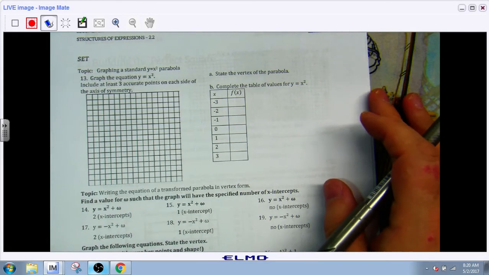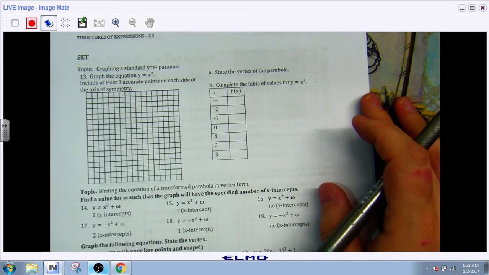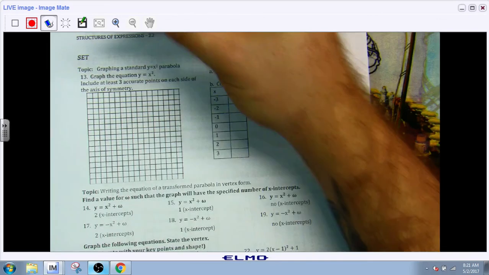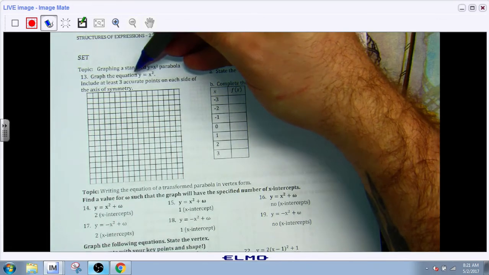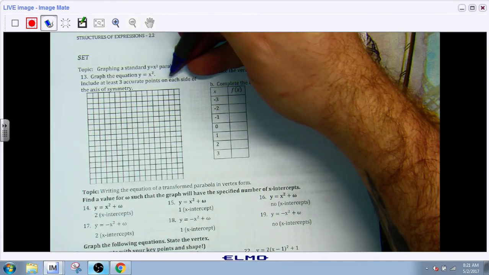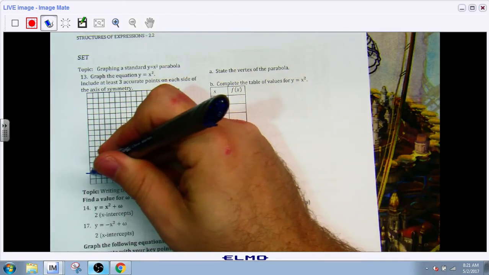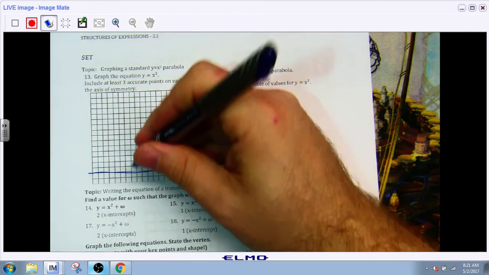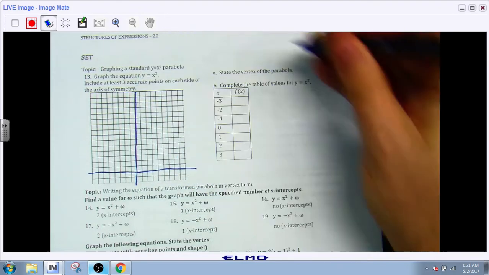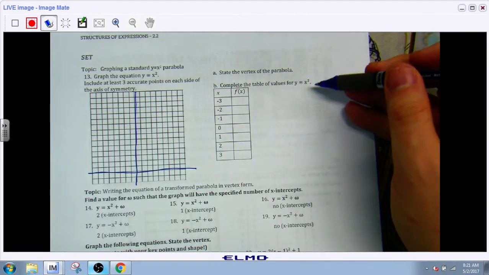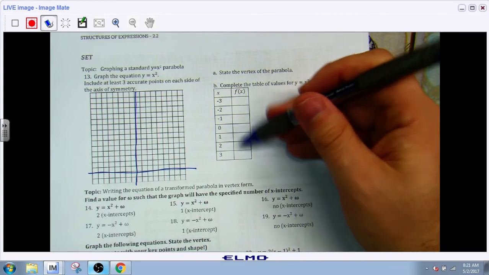For our set, it's asking us to play with parabolas a little bit more. Include at least 3 accurate points on each side of the axis of symmetry. So it pretty much just wants us to graph a standard parabola, so I will do that. I was about to build a table, but it gives me a table right here.